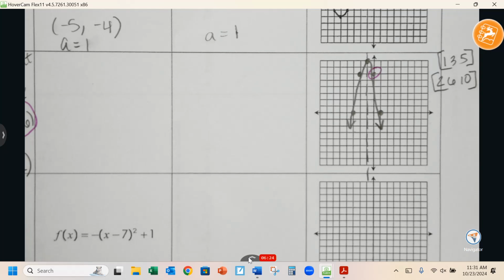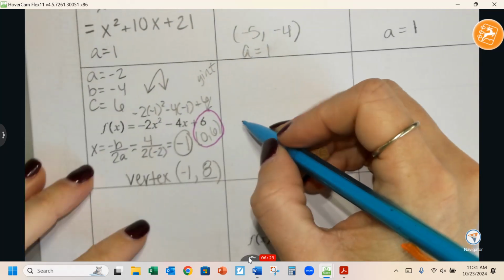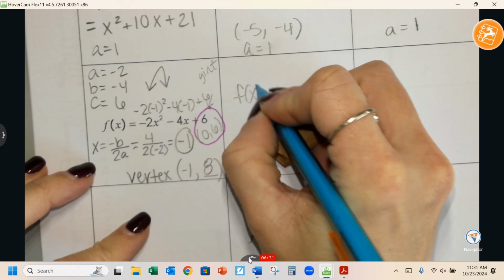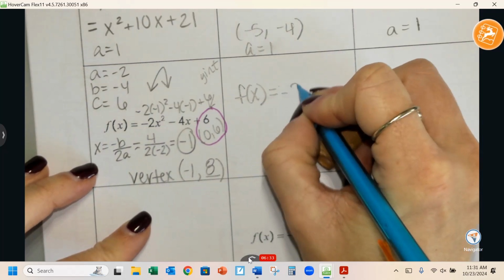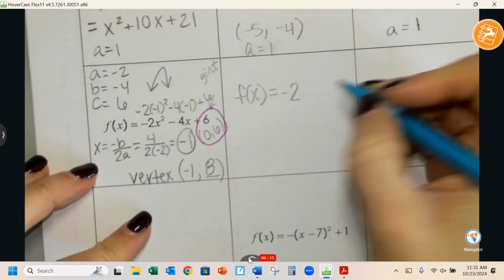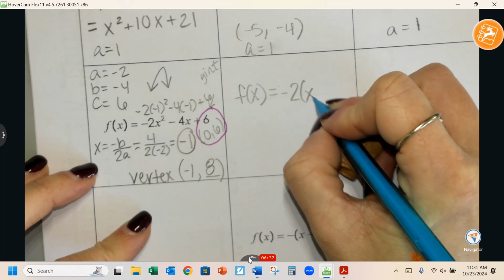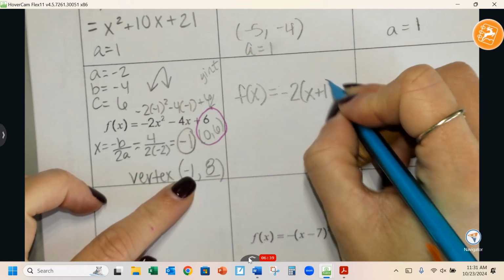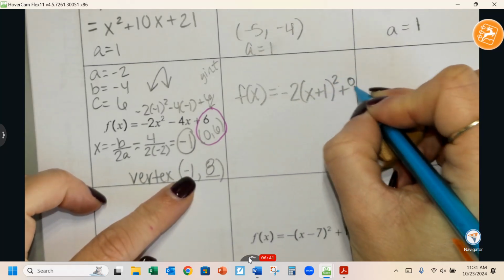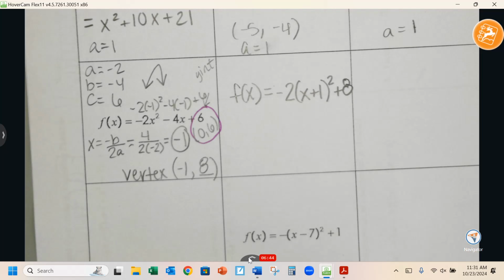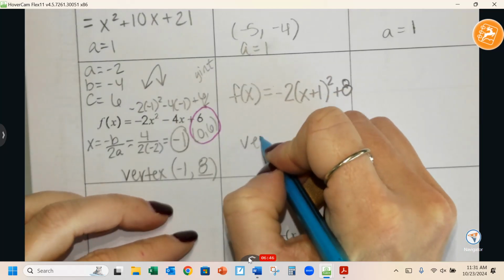You feeling good? Go ahead and write your vertex form. f of x equals, my a will stay the same, so negative 2, (x plus 1) squared plus 8. I got that directly from my vertex.